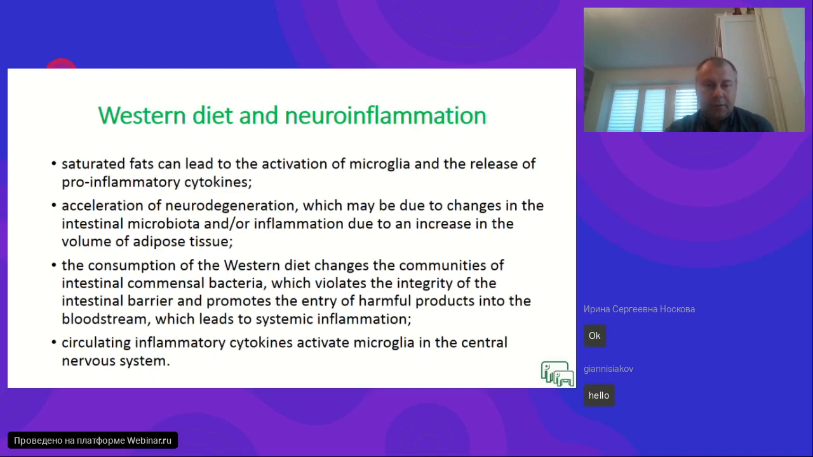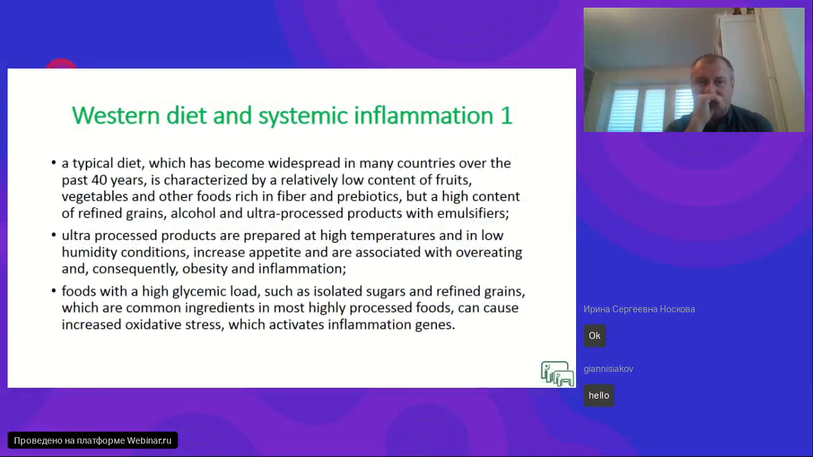So you see by this example that Western diet is very bad from the point of view of development of cognitive decline. But I should say that Western diet also causes a phenomenon which is called systemic inflammation. It's a pity, but Western diet, widespread in many countries over the past 40 years, is characterized by a relatively low content of fruits, vegetables, and other foods rich in fiber and prebiotics. Prebiotics are the fibers in food which are necessary for good development of microbiota, of special bacteria and microorganisms which live in our gut. Western diet is characterized by a high content of refined grains, alcohol, and ultra-processed products.